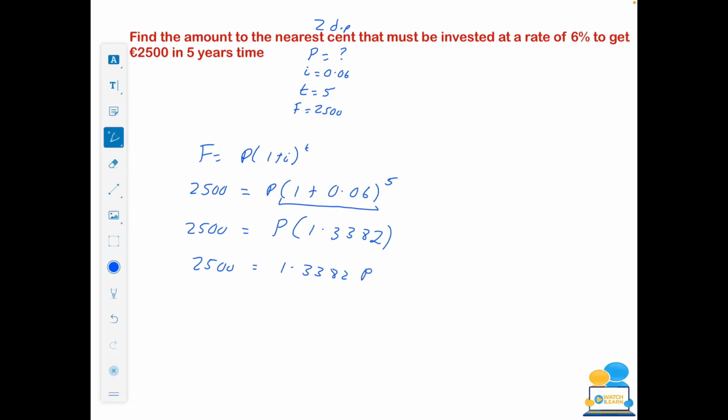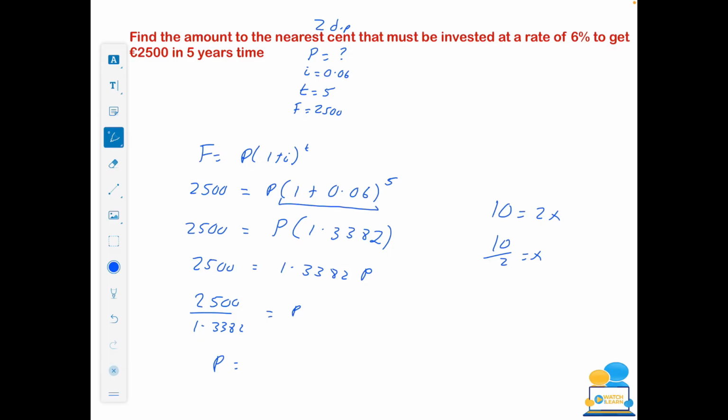Okay, now whenever I'm seeing this and the numbers are a little bit awkward, what I always do is ask: what would you do if it was easy algebra? So if I had 10 is equal to 2x, I'd divide both sides by 2, so I'd have 10 divided by 2 is equal to x. This is the same thing here, just as the number looks a little bit messier. So we're going to divide both sides by 1.3382 is equal to p.